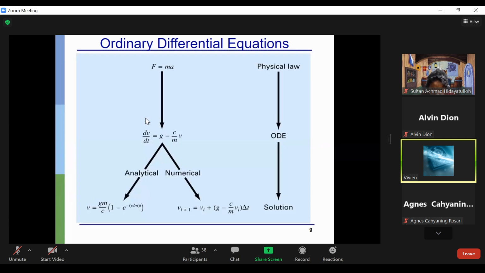Okay, so we go back again to the parachutist problem. In the parachutist problem, we have the physical law, which comes from the theory, and then we have the result, which is an ODE, and then we can solve it analytically using calculus or numerically. Okay, we will take a break for a moment.